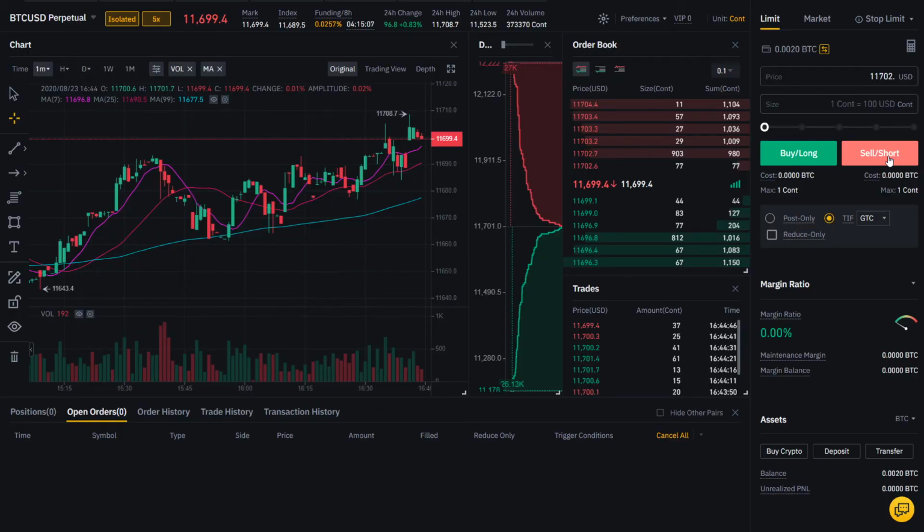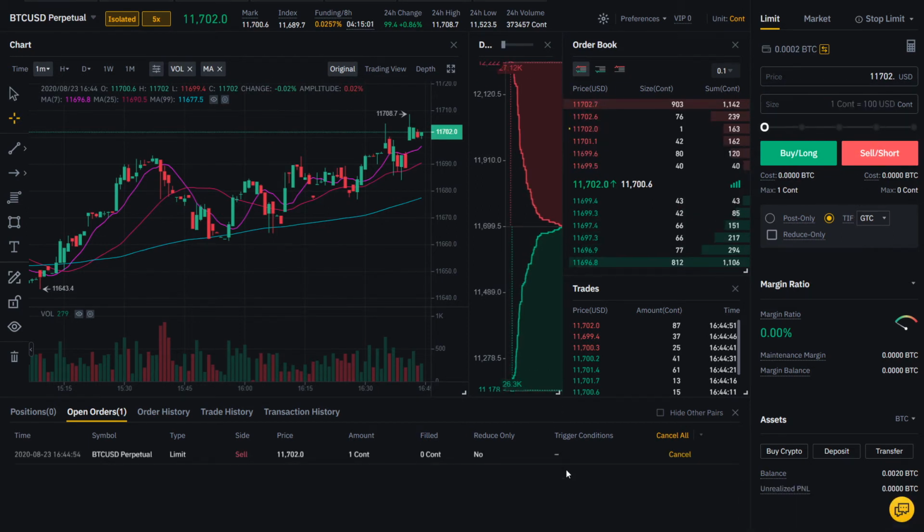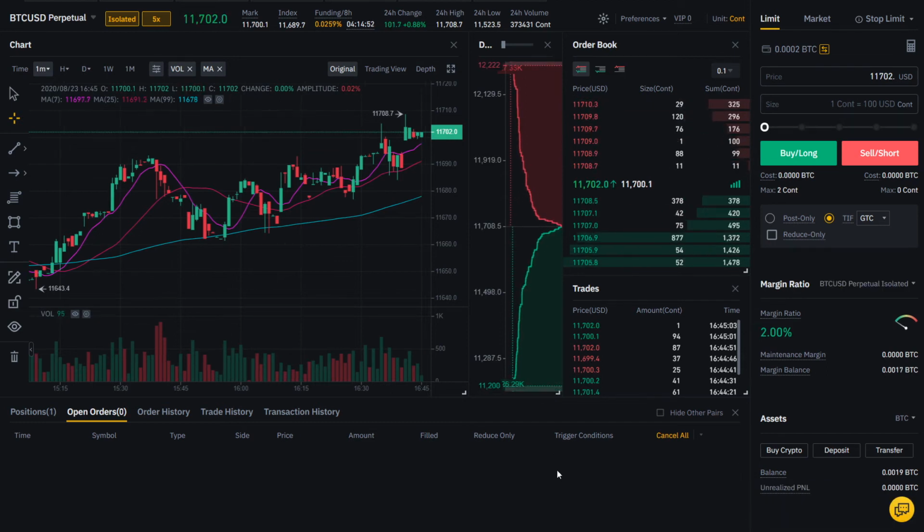Now it's time for a trade. I will go short on one contract at 11,702 and let's wait and see if it gets filled. It can take a while, and that's why people use market orders at times with high volatility. And it was filled, so now we can see our open position.